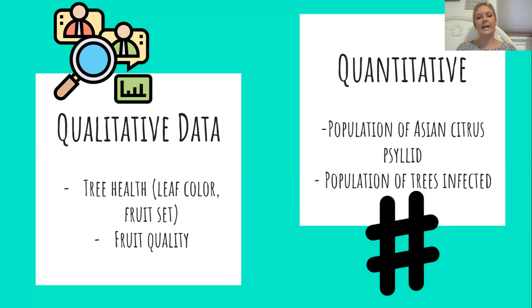So qualitative data, so the tree health, the leaf color, the fruit set, fruit quality. So is the leaf color looking good, or is it looking dull? Something wrong with it. Quantitative is the population of Asian citrus psyllid. So how many Asian citrus psyllids are now on the trees? Is there any? Is there a lot still? And then the population of trees infected with Asian citrus psyllid.